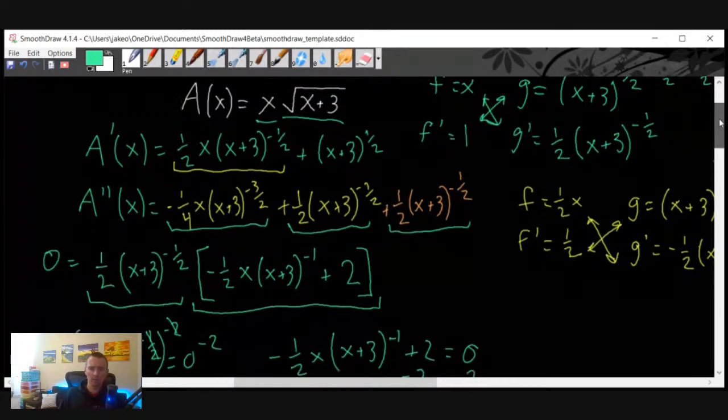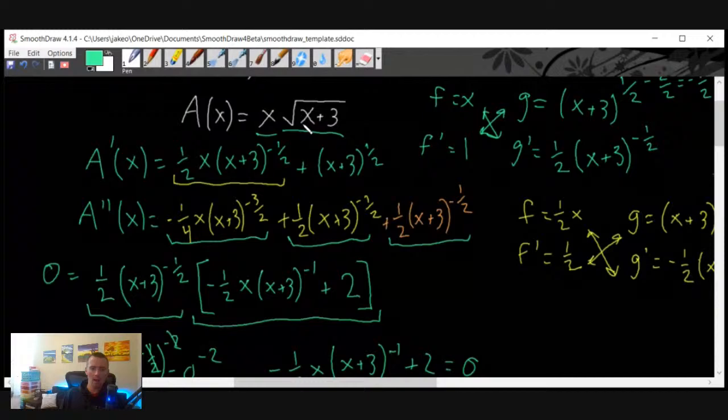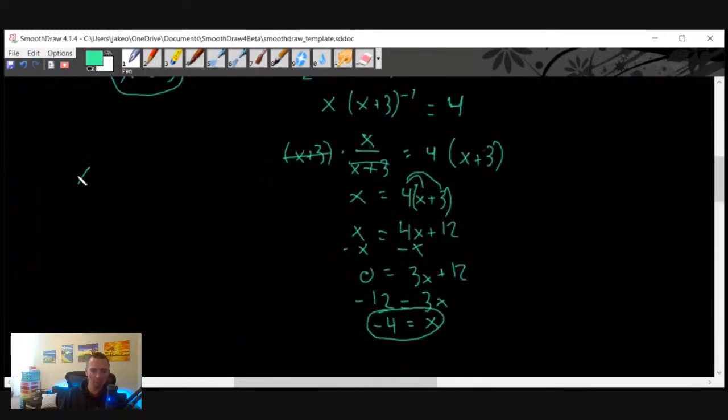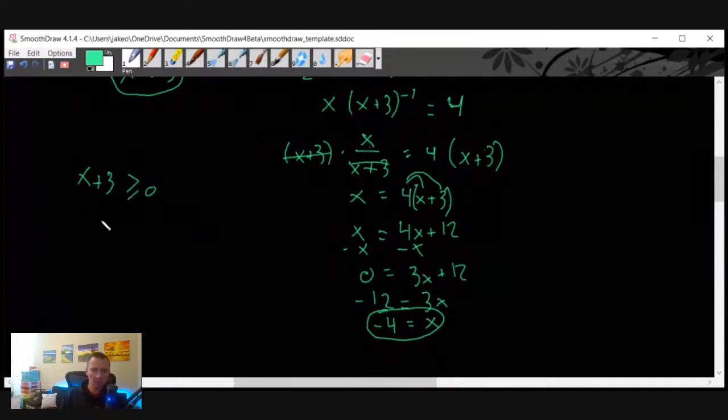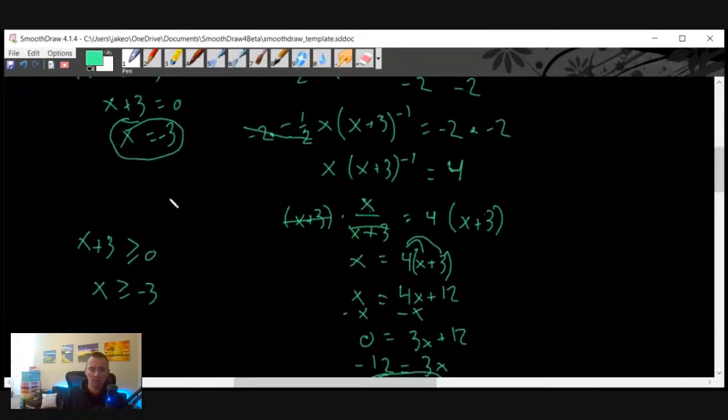So when we're looking at this function, we need to remember that x plus 3, what's in the square root there, has to be greater than or equal to 0. So x has to be greater than or equal to negative 3, which means this first inflection point we got of x equals negative 3 is not really an inflection point in the sense that it's a spot where our function switches from concave down to concave up, or vice versa, because it's really just the edge of the function's domain.